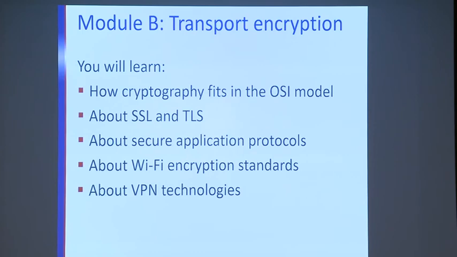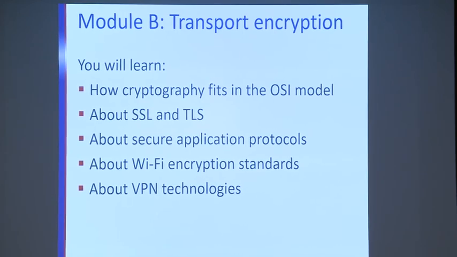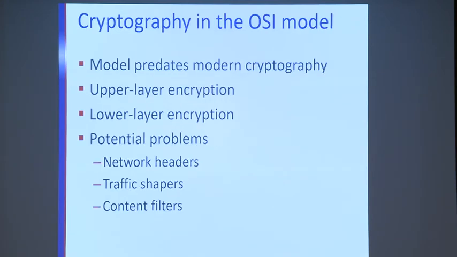So we're going to talk about transport encryption. Remember, as we send traffic from one location to another, we want to make sure that we are encrypting that information from one location to another. We're going to take a look at how cryptography fits into the OSI model. We're going to talk about SSL and TLS, the secure application protocols, and Wi-Fi encryption. Finally, we're going to finish out today, or maybe start tomorrow, with VPN technologies.